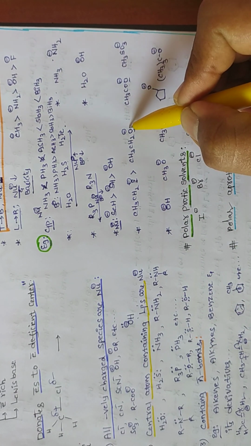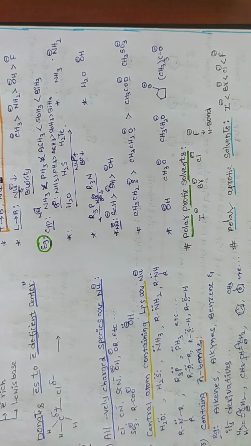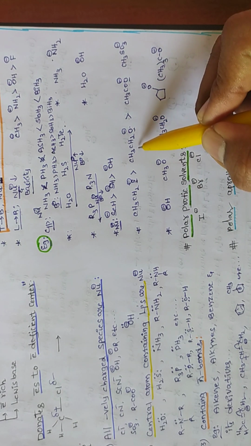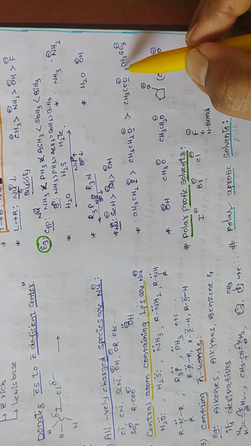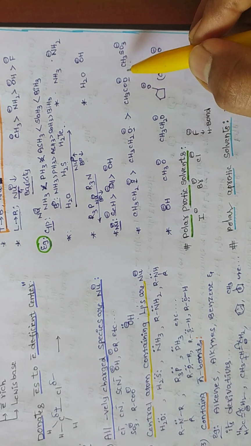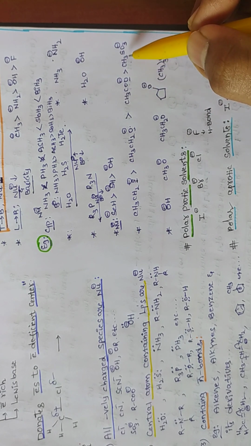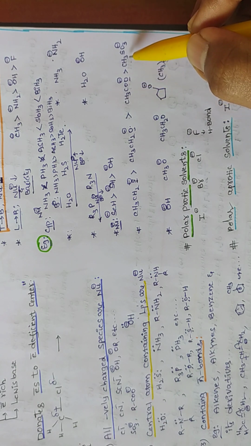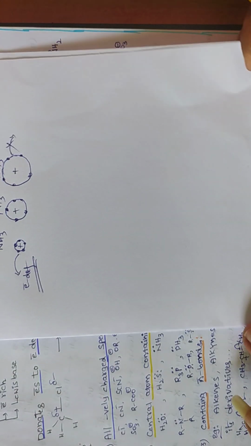Now this has more nucleophilicity than this one because of resonance. Here there is no resonance, but here there is resonance. I will show you. Next, this has more nucleophilicity than this one. This has resonance, this has resonance. This has less resonance, this has more resonance. How is the resonance going to take place?